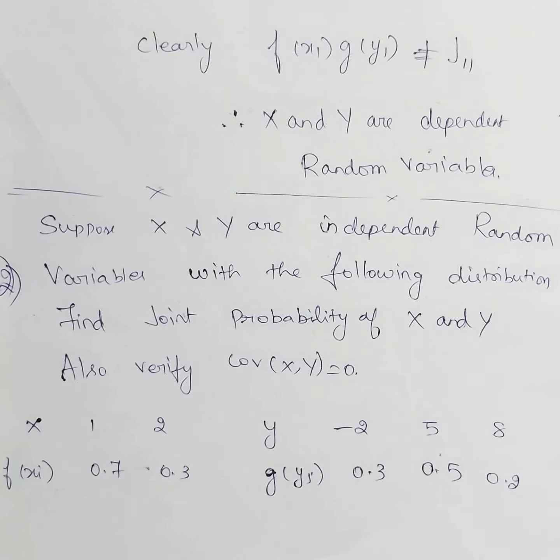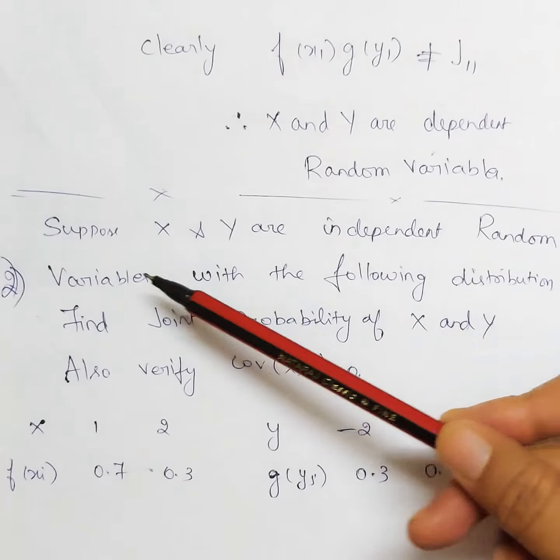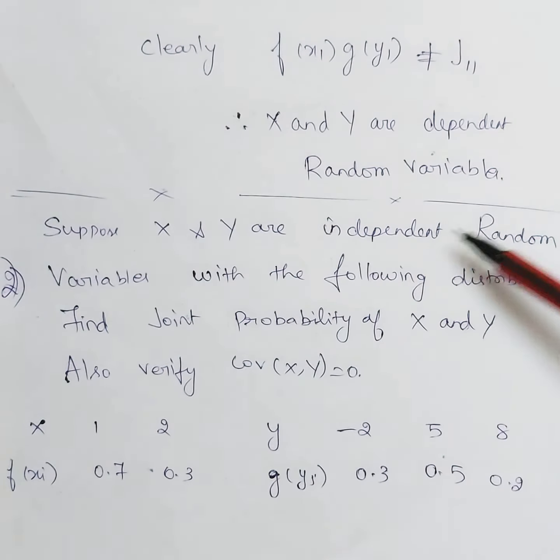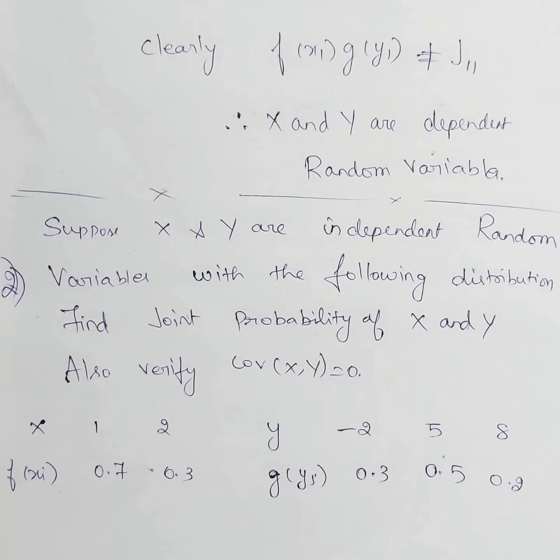Yeah. So one more thing is, in the question itself they will give. Correct. So for example, suppose x and y are independent random variables. They have given it in the question with the following distribution. Find the joint probability of x and y and also verify covariance of x comma y is 0.